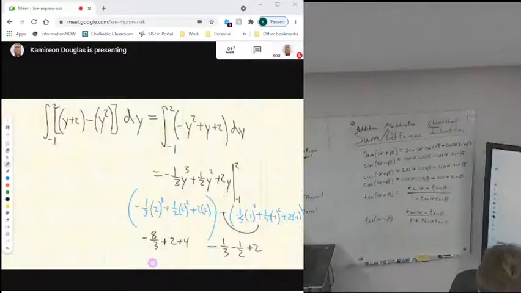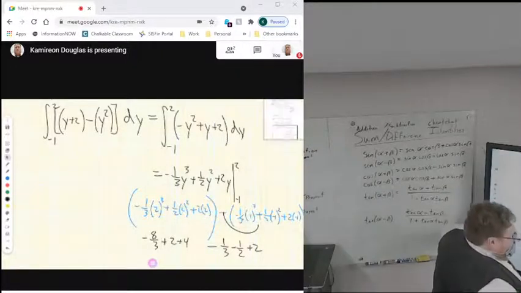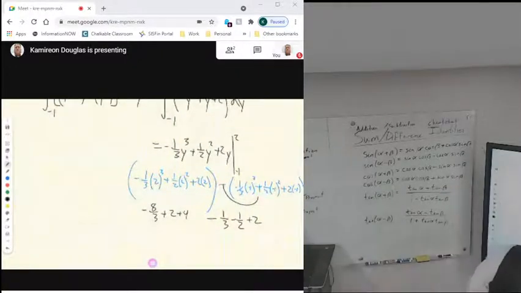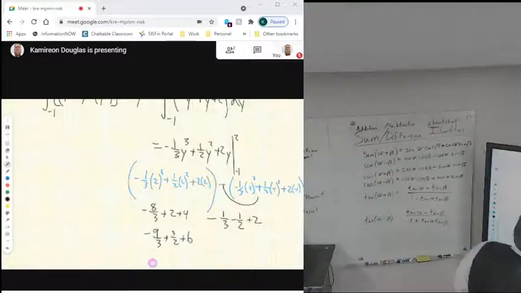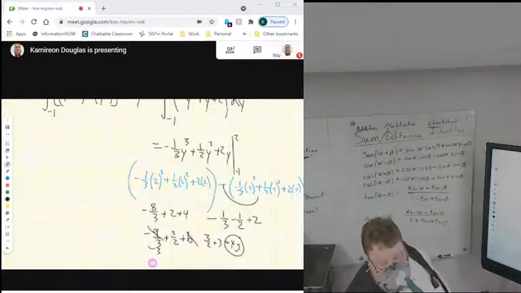So this becomes negative 9/3 plus 3/2 plus 6. That's negative 3. This becomes 3/2 plus 3, or 4.5. Love this.